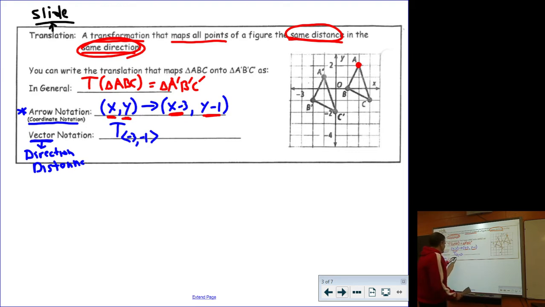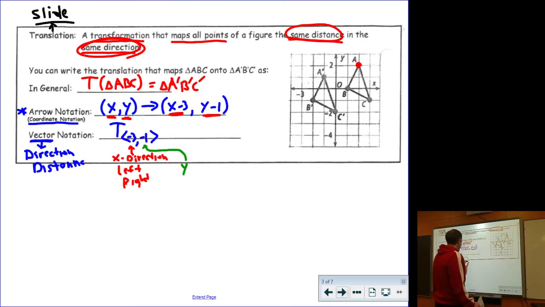The -3 is telling us how far to go in the x direction, which is, it's telling us how far to move left or right. Whereas the -1 is telling us how far to move in the y direction, or how far to move up or down. And I will show you how that works here in a second.